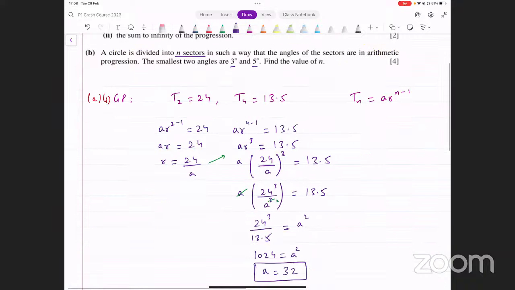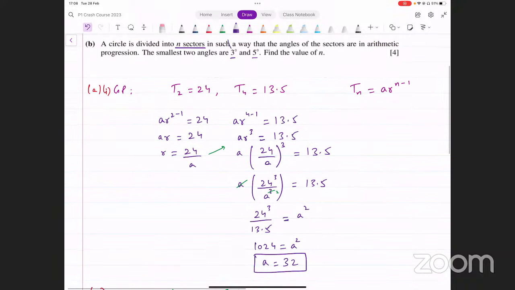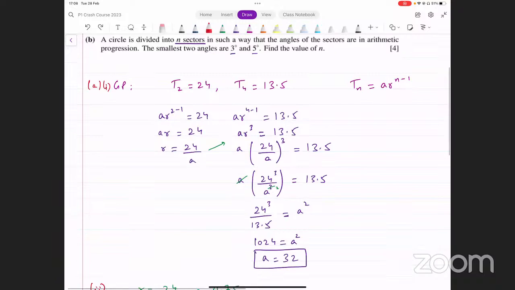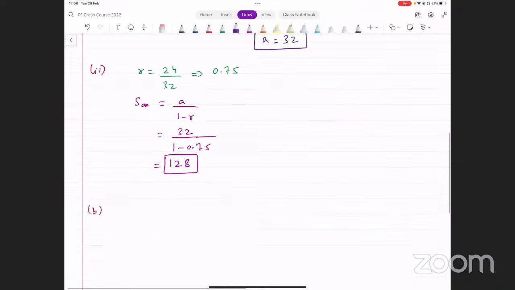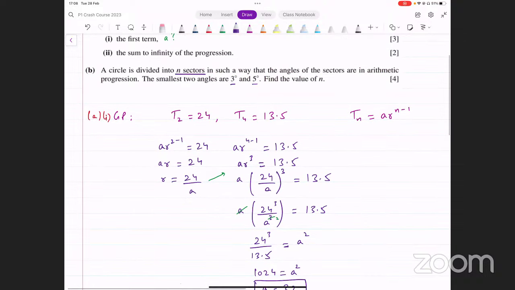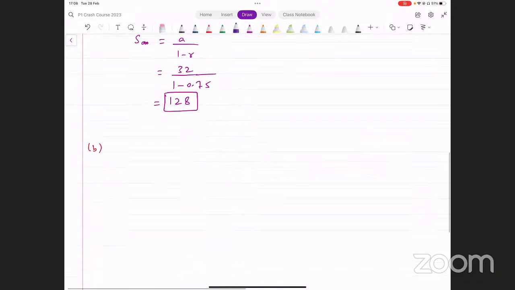So the angles are in an arithmetic progression. So we have an AP that looks something like this. We know that the smallest angle is 3 degrees and then 5 degrees. So it's like this, 3, 5. Now, since it's an AP, arithmetic progression, that means the difference is going to remain constant. So the next term is 7, the next is 9, and so on.